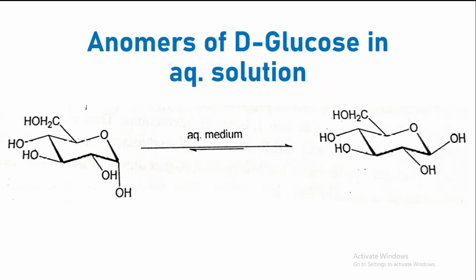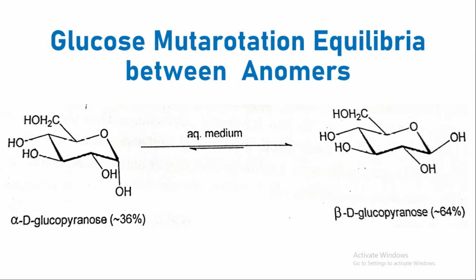At first I am introducing the two anomers, alpha and beta D-glucose. This is their most stable chair conformation, which are in equilibrium in aqueous solution of D-glucose. Here we can see the equilibrium between the two anomers of glucose. We can see from the values that the beta anomer is present at 64% concentration, and the alpha anomer is present at 36% concentration.